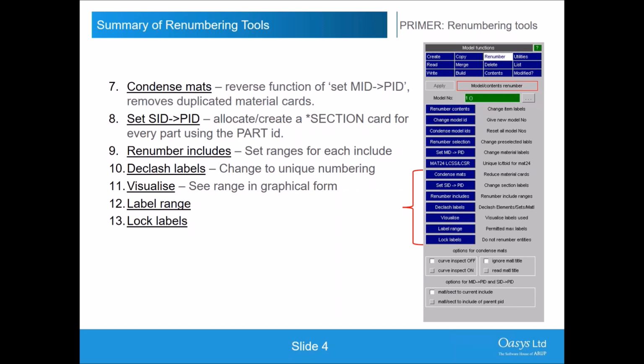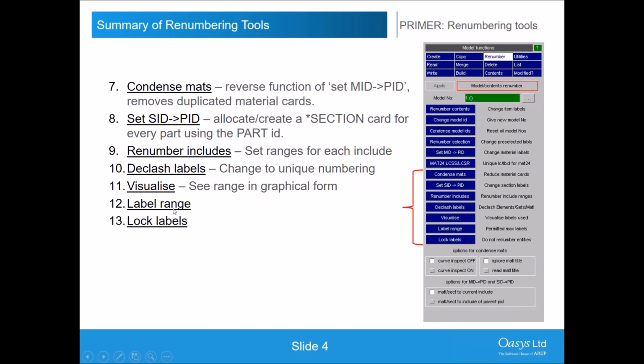Declash labels. This doesn't particularly apply to Primer, it's a tool for other preprocessors. Some preprocessors may have problems reading in the same entity ID, but Dyna and Primer can read it fine. But this just allows you to offset, for example, solid elements and shell elements, offsetting each other's labels so that they're not referring to the same ID. Visualize allows us to see the labeling ranges in a graphical form.